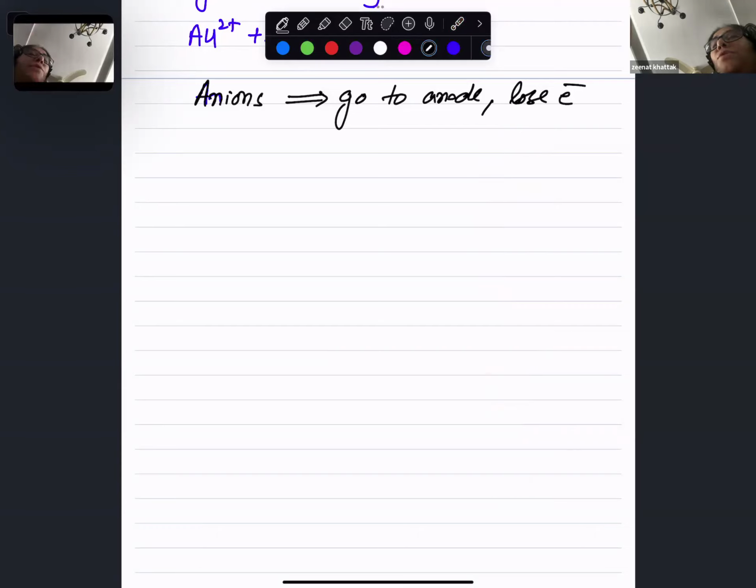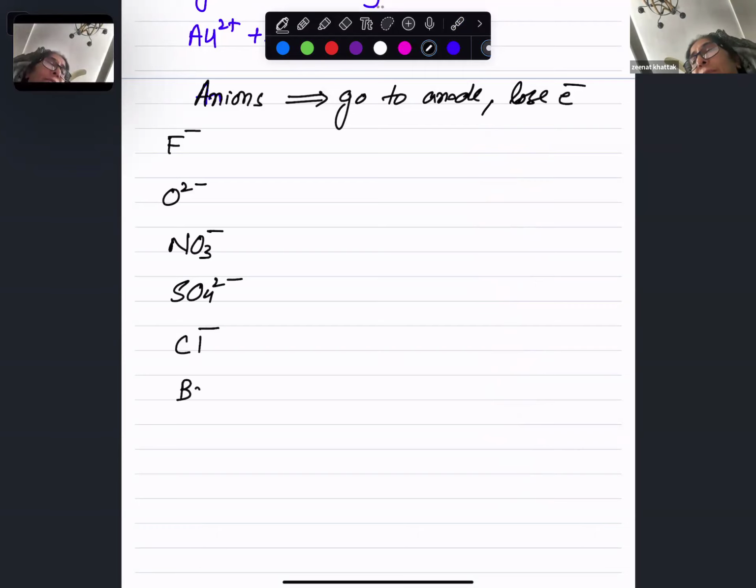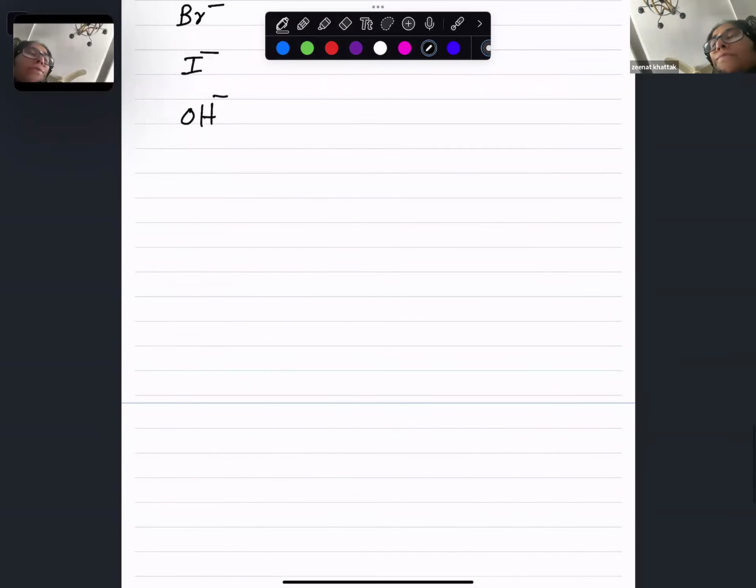So how? Look: fluoride, oxide, nitrate, sulfate, chloride, bromide, iodide, and hydroxide.